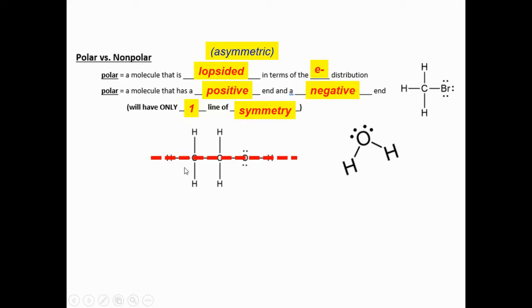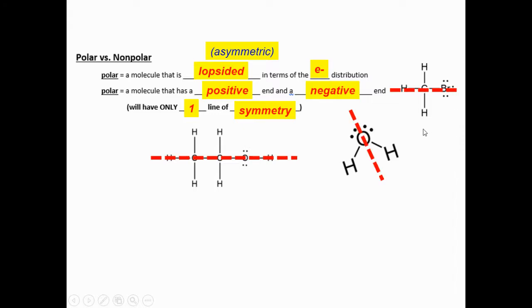We're not talking about the shapes of the letters, but the actual atoms in the molecule. Okay, this CH3Br, you could fold it this way. There's no other way to fold it. If you try to fold it vertically, you'd end up with a bromine on one half and a hydrogen on the other half. That would not be symmetrical.